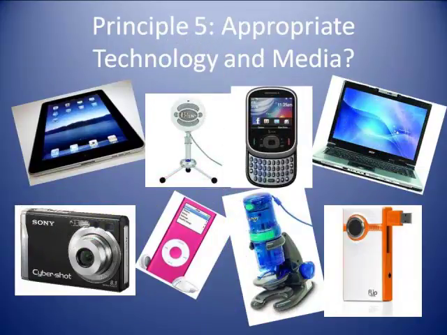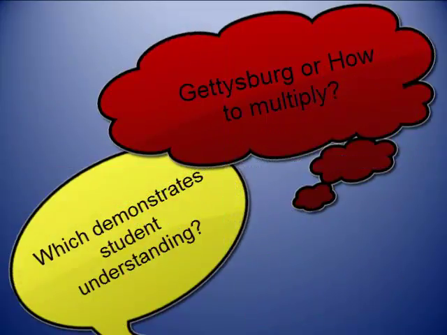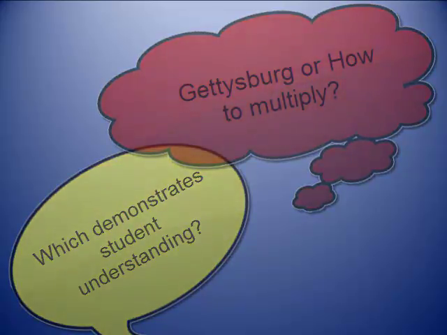Our fifth stop will be Principle 5, Appropriate Media and Tools. It is up to the teacher to choose the tools and media that will accomplish his or her objective. Your lesson should not be about the tool, but about the path to their understanding of the objectives. Take a look at these two technology products created in an elementary school classroom, Gettysburg and How to Multiply. You decide which demonstrates student understanding.